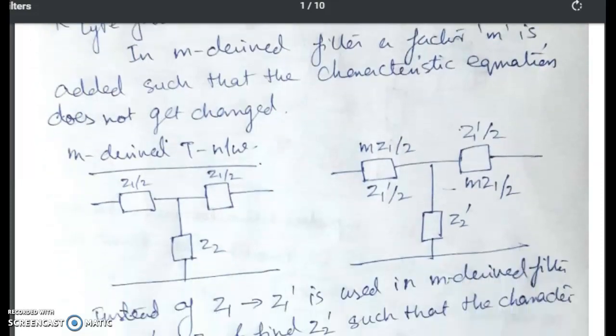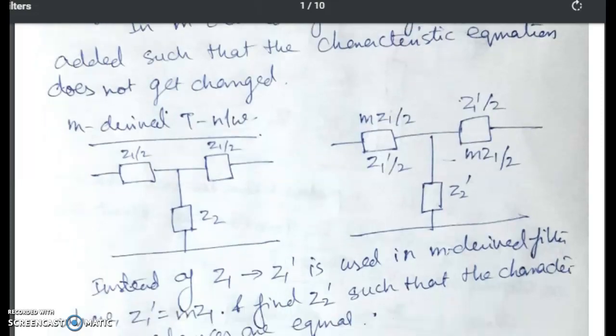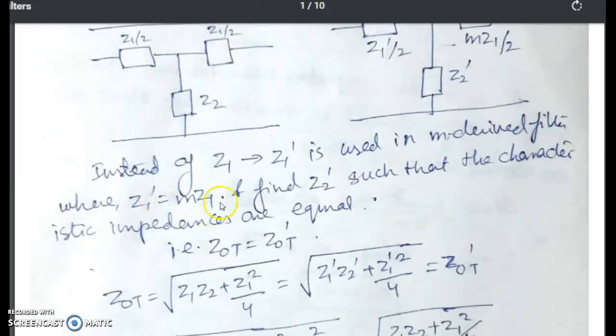So if we see the conventional constant K type filter, the T network is like this. When we convert it into the M derived T network, the Z1 gets replaced by the impedance Z1 dash and Z2 gets replaced by the impedance Z2 dash. Here in the case of T network, we say that Z1 dash is equal to M into Z1, where M is the factor which is multiplied with the impedance Z1 in the constant K type filter. And we find the value of Z2 dash such that the characteristic equation of both the circuits, constant K and M derived, are equal.